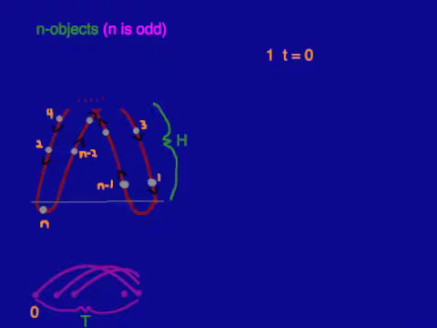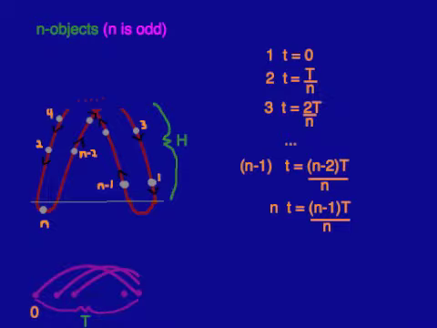Let's say that the first ball was thrown at time t equals 0. We know that in this cascade pattern, the time between each consecutive throw is constant. This interval of time between throws can be given by the total period of the pattern divided by how many objects there are, or capital T over n. Therefore, if the first ball was thrown at time 0, the second ball will be thrown at time capital T over n. The third ball will have been thrown at time 2 capital T over n. And following this pattern, the n-1th ball will have been thrown at time (n-2) capital T over n, and the nth ball will have been thrown at (n-1) capital T over n.